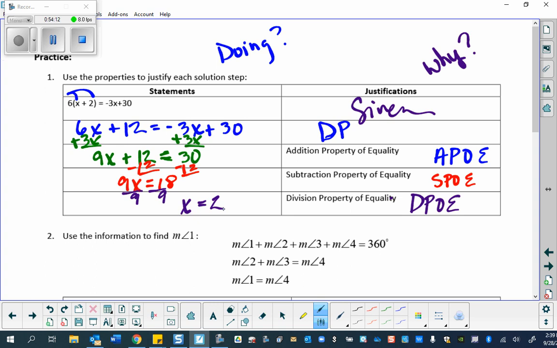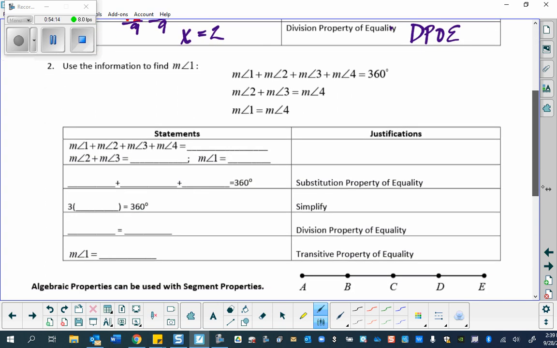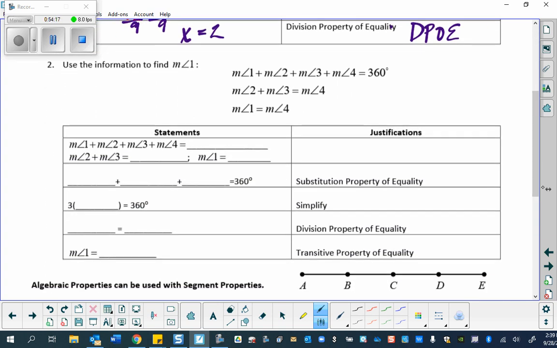All right. This next one says, use the information to find the measure of angle 1. So keeping with the same, our first justification is always going to be our given, and we can fill in what we know. The sum of all of these angles is 360. There it says it. Angle 2 plus angle 3 is equal to the measure of angle 4. Measure of angle 1 is equal to the measure of angle 4. So that's what we're given.